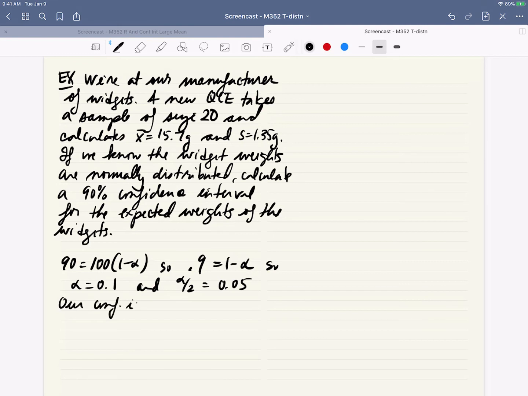So our confidence interval has endpoints that are given by x bar plus or minus. We have our t-distribution that we're going to use, and it's a t-distribution with 19 degrees of freedom because our sample size was 20, and the alpha over 2 value is 0.05. And then the standard deviation we're going to use is our sample standard deviation divided by the square root of our sample size. That's how we're going to compute the endpoints of our confidence interval. So x bar is 15.7.